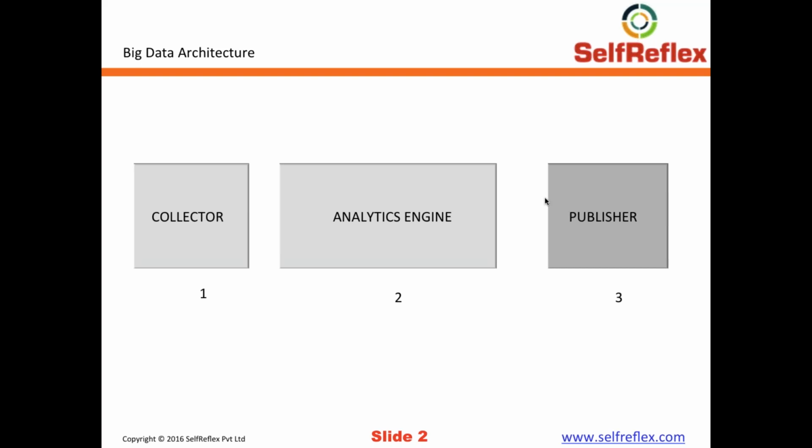So by and large, there are three modules that are involved in solving the big data problem. The first one is the collector. The second one is the analytics engine, and the third one is the publisher. Yes, there are multiple components involved within the collector, analytics engine, and publisher. But at a very high level, these are the three modules which are mandatory if you are trying to solve a problem in the big data space.